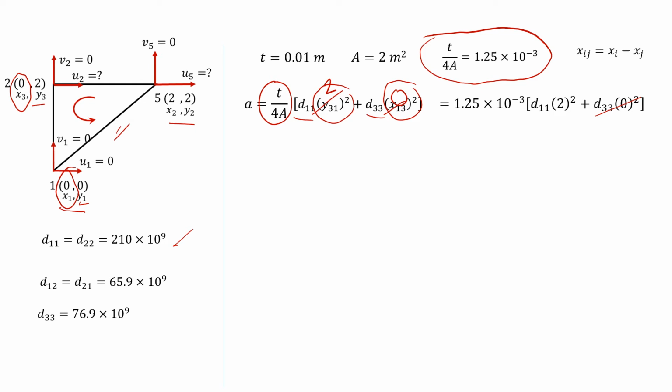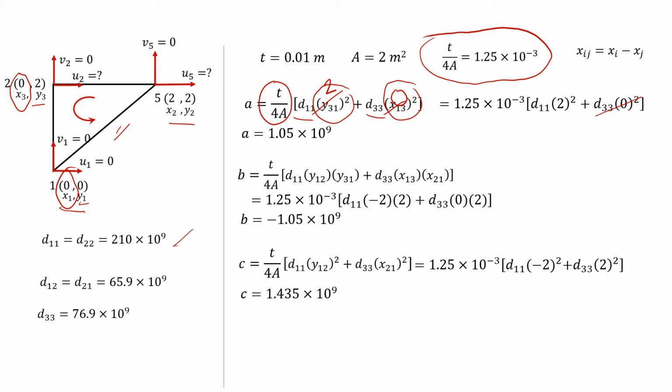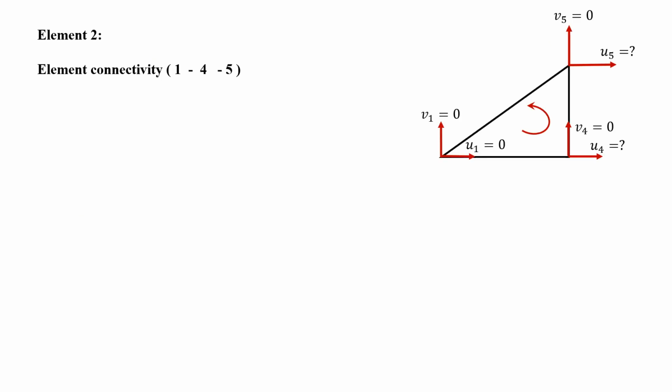By using the value D11, we can solve for term A, which is equal to 1.05 times 10 power 9. By using the same method, we can apply it for terms B and C. Once we have obtained all the values of A, B, and C, we can write our reduced K matrix for element 1. Now, let's move to element 2.